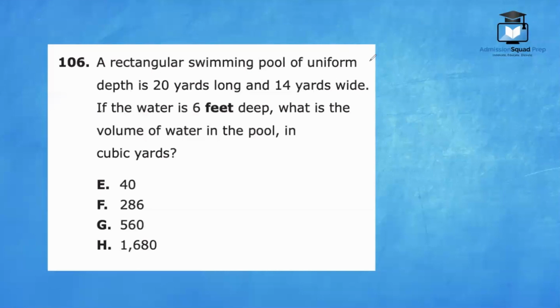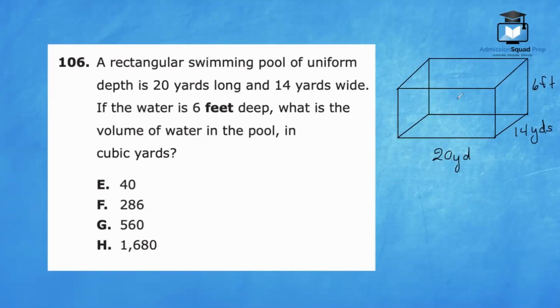Number 106, a rectangular swimming pool of uniform depth is 20 yards long and 14 yards wide. If the water is 6 feet deep, what is the volume of water in the pool in cubic yards? Let's draw a diagram. So we can tell that this rectangular swimming pool looks like a rectangular prism. It's 20 yards long, 14 yards wide, and 6 feet deep.